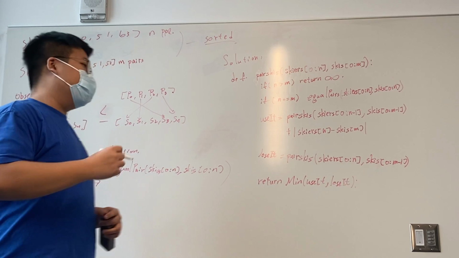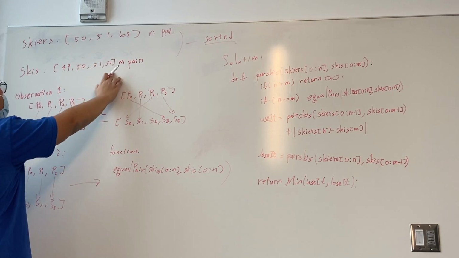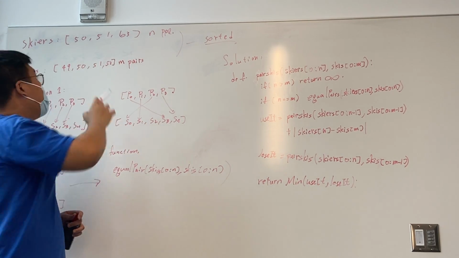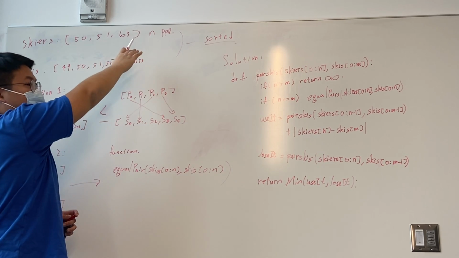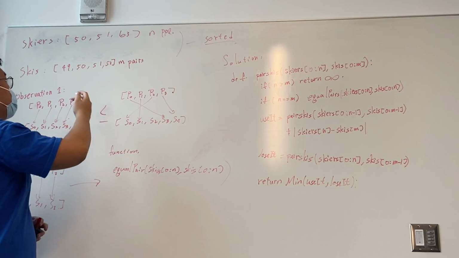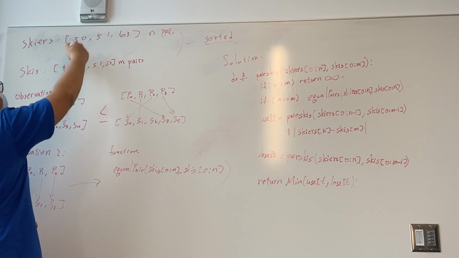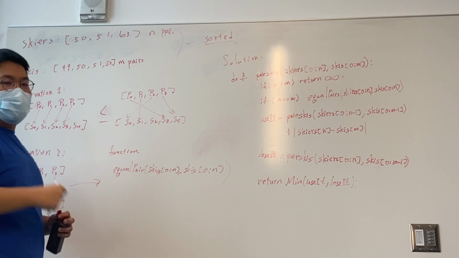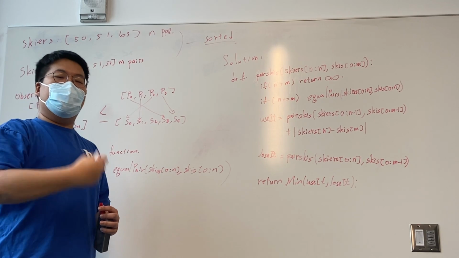By that I mean, this is the height of the skis that you can distribute, and this is the height of the different skiers. I want you to find a solution that can find the minimum difference between those heights and add it up. And I want the minimum number of this.